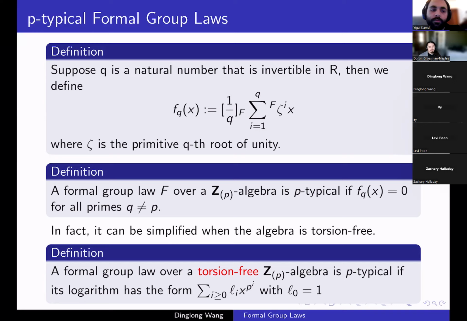In fact, it can be simplified when the algebra is torsion-free. So a formal group law over a torsion-free Z_(p) algebra is p-typical if its logarithm has the form, well, it only has terms in the specific powers of x. It only has these coefficients, okay, with l_0 equal to 1.